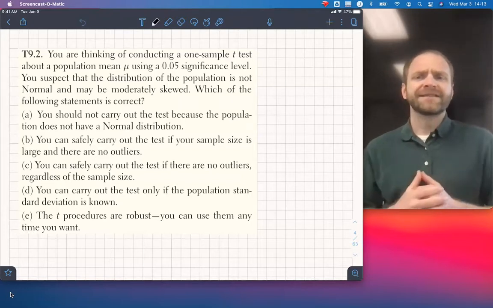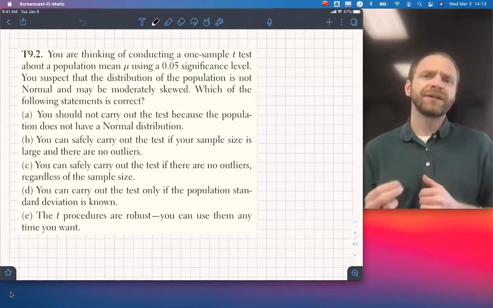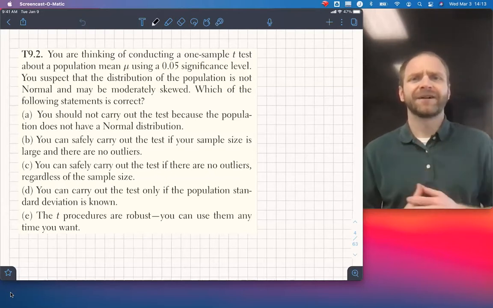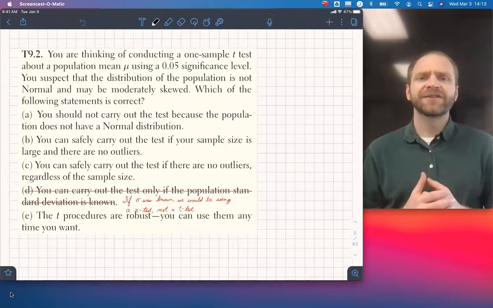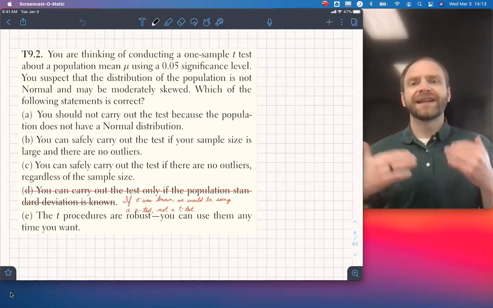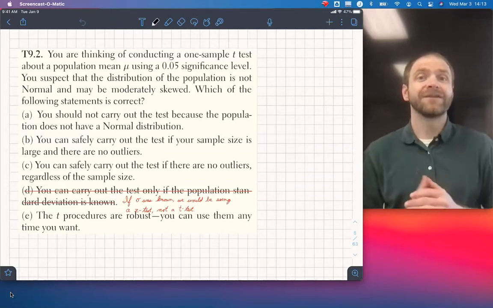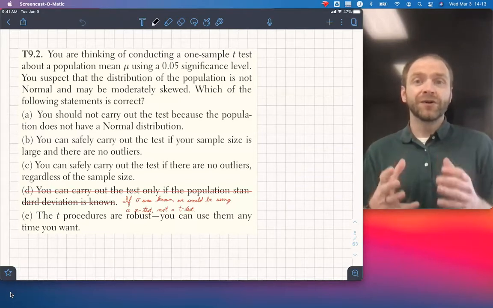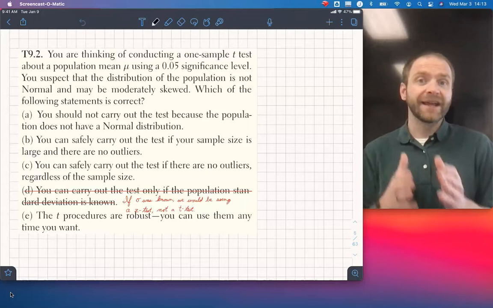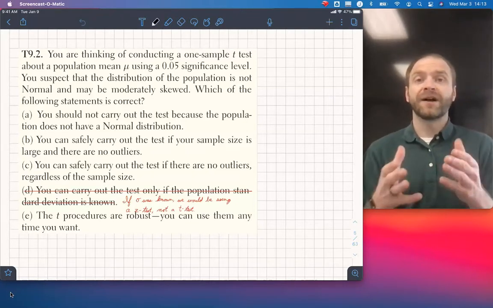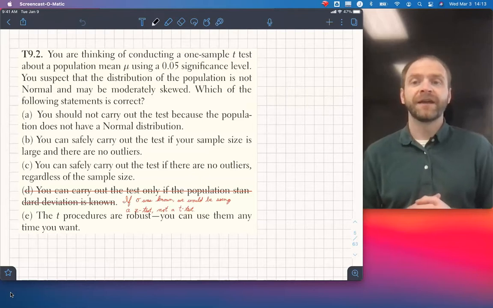If I read D, it says you can carry out the test only if the population standard deviation is known. Well, that's a concept right there. Because if I know the population standard deviation, I'm going to be using a z test rather than a t test. So I can eliminate D right away. Because if I knew what sigma was, I would be doing a z test, not a t test. T tests are used when you do not know your population standard deviation.